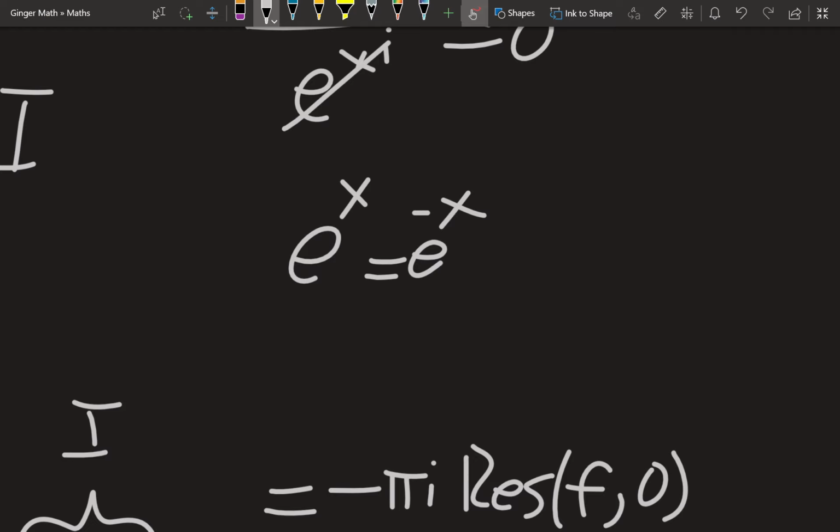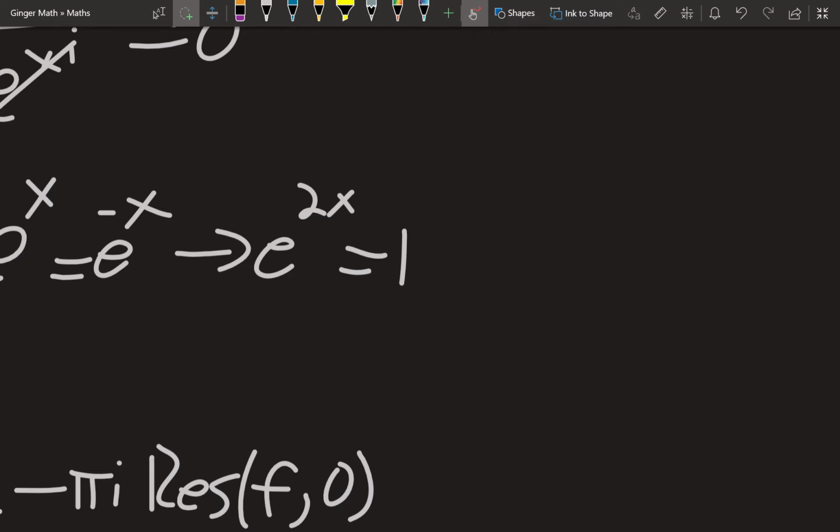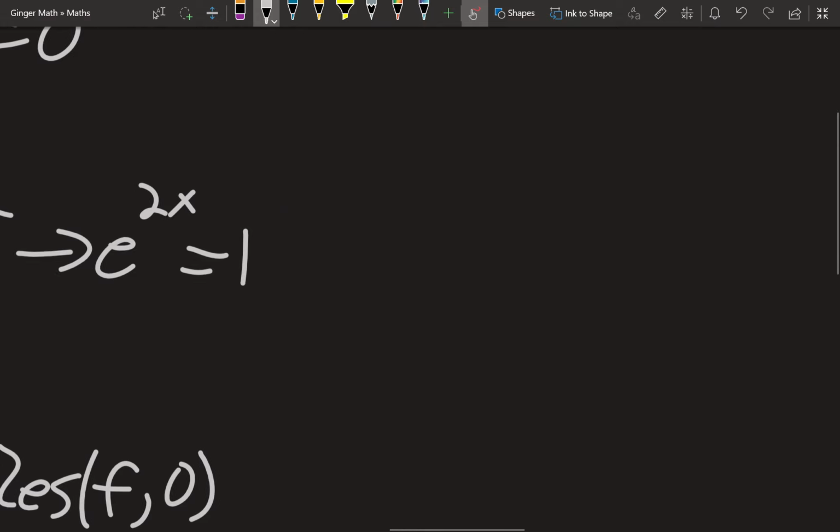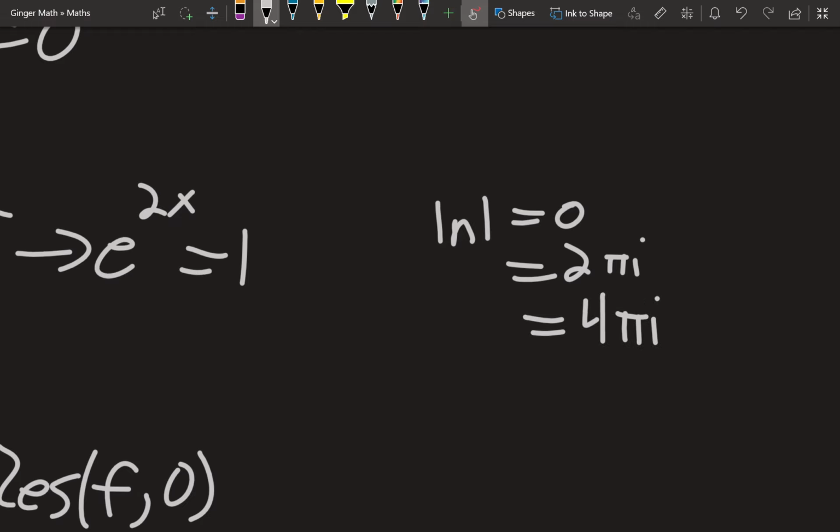Let's multiply both sides by e to the x, meaning we get e to the 2x is equal to 1. Now this time, it actually is a little bit nicer because we're going to take the natural log of both sides. But more accurately, we're doing this complexly, if you like. So instead of just the natural log of 1 equaling 0, it could also equal, in this case, 2 pi i or 4 pi i, any integer multiple of 2 pi i, because e to the 2 pi i, or any integer multiple, is just going to be equal to 1.